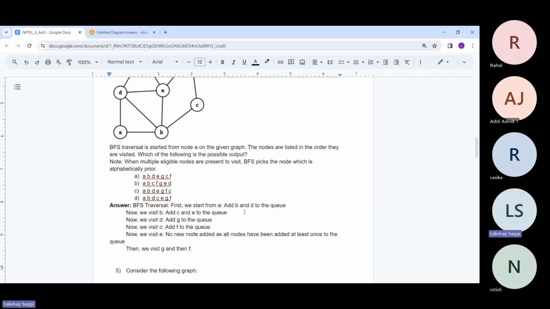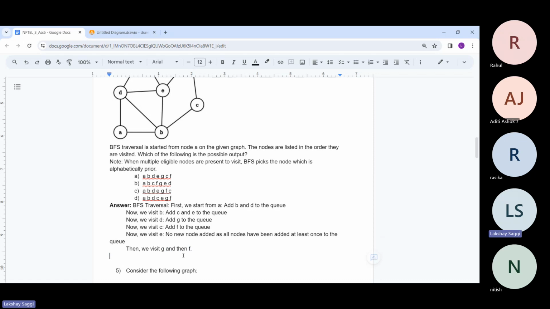So we first added B and D. So we'll be visiting B and D after this. So we visit B and we'll add C and E. And now since D was already remaining, we visit D and we add G to the queue. And now C was visited, then E was visited. Now G and then F will be visited.